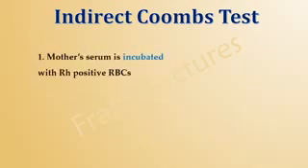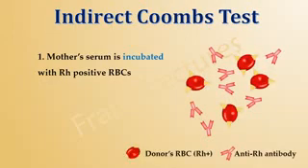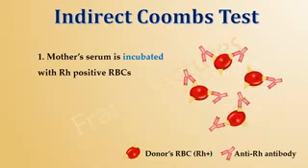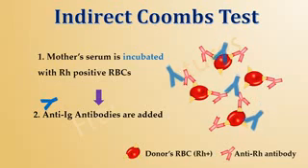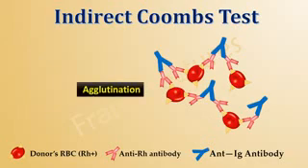Mother's serum is incubated with Rh-positive RBCs. These RBCs have Rh antigens on their surface. If the mother's serum contains anti-Rh antibodies, they will bind to these Rh-positive RBCs. In the next step, these RBCs are washed to remove all unbound or free antibodies. Now, Coombs reagent or anti-immunoglobulin antibodies are added. They will bind to the Fc region of maternal anti-Rh antibodies and result in agglutination.